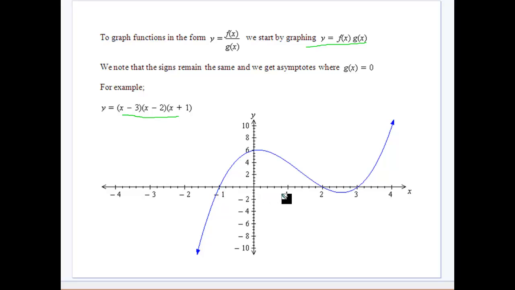It goes through minus 1, 2, and 3. From here, we know it tends to negative infinity, and it tends to positive infinity. It'll go through at 6, because when x is equal to 0, it goes through 6 there.